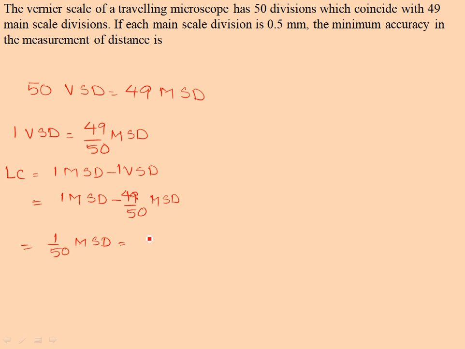or 1 MSD value is given as 0.5 mm, or I can write like this: 5 into 10 to the power of minus 1 mm by 50, or this will be equal to 10 to the power of minus 2 mm, or this will be equal to 0.01 mm. So that will be the least count, or we'll call that as minimum accuracy of the measurement in distance using that vernier scale.